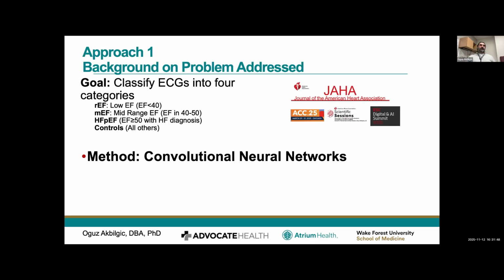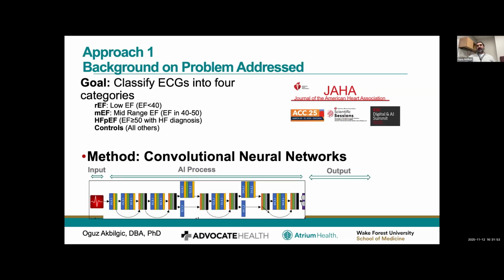The method we chose was to develop a convolutional neural network that takes an electrocardiogram as input, processes it through the convolutional layers, and then outputs the probabilities that this ECG comes from a person with low EF, HFrEF, mid-range EF, heart failure with preserved ejection fraction, or none of those conditions.